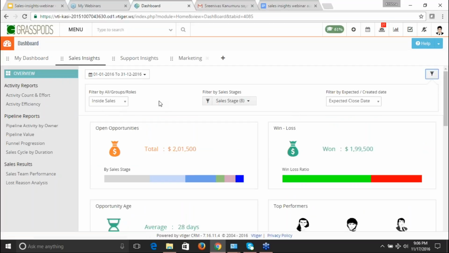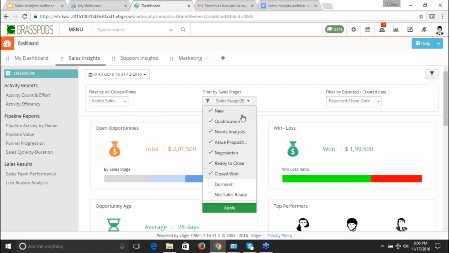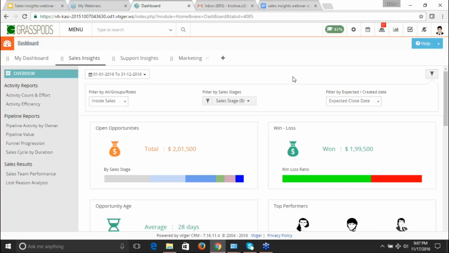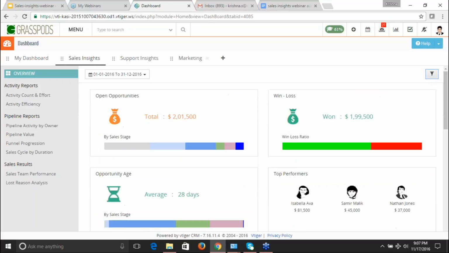So I've already selected inside sales since that is my team, and I've defined a sales process, and these are the sales stages, and I'm going to ignore dormant and not sales ready opportunities from the insights. And then I have a mandate for every member of my sales team that they need to have an expected close date for every opportunity that they work on. This gives them certain discipline and also makes my job easier for accurate forecasting. So now that I have selected all the filters and that's squared away, let's close this out and jump right in. So I'm going to start with the open opportunities.